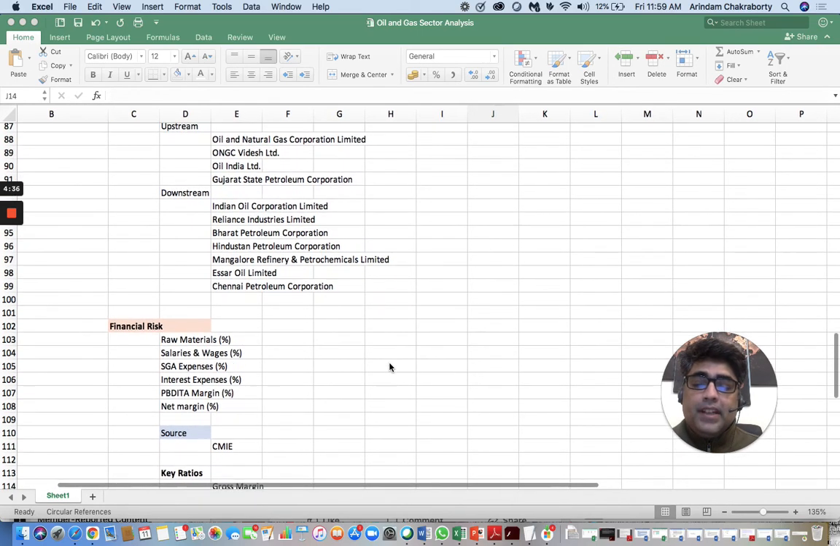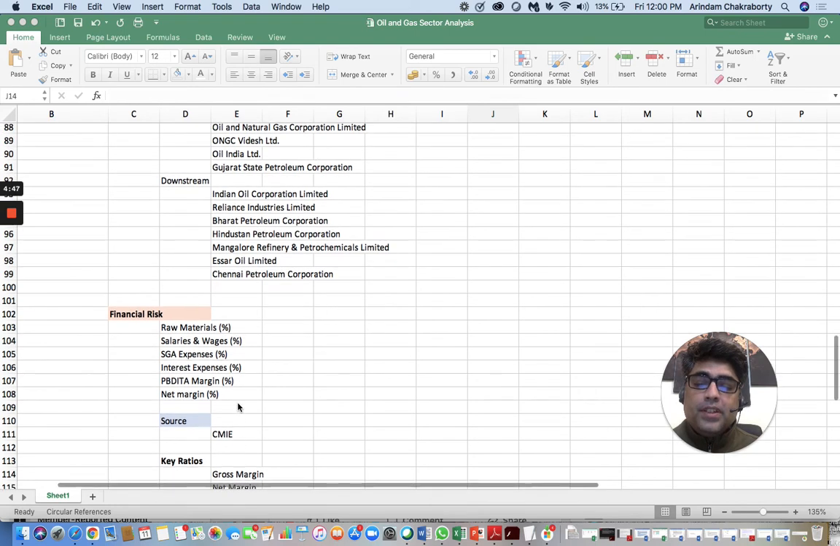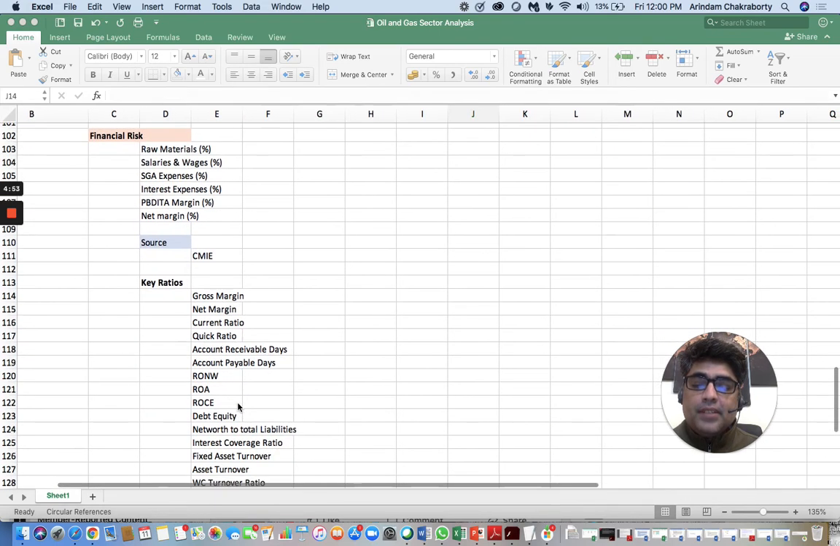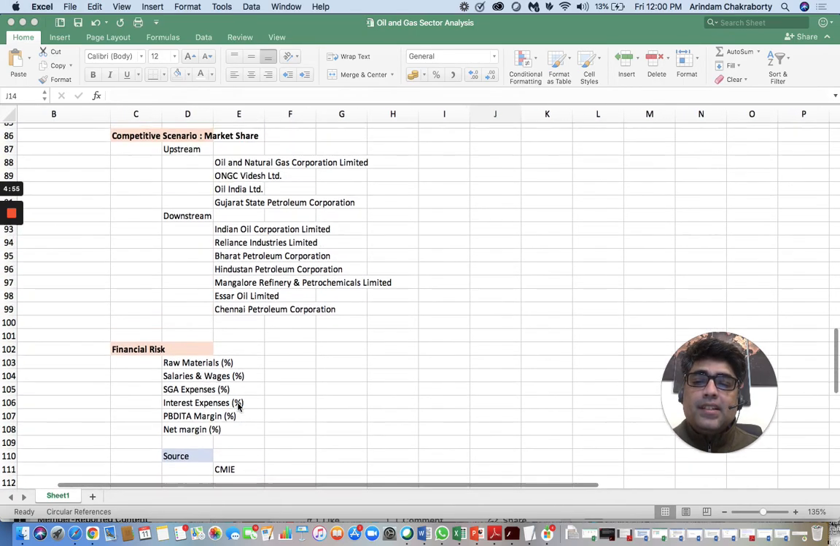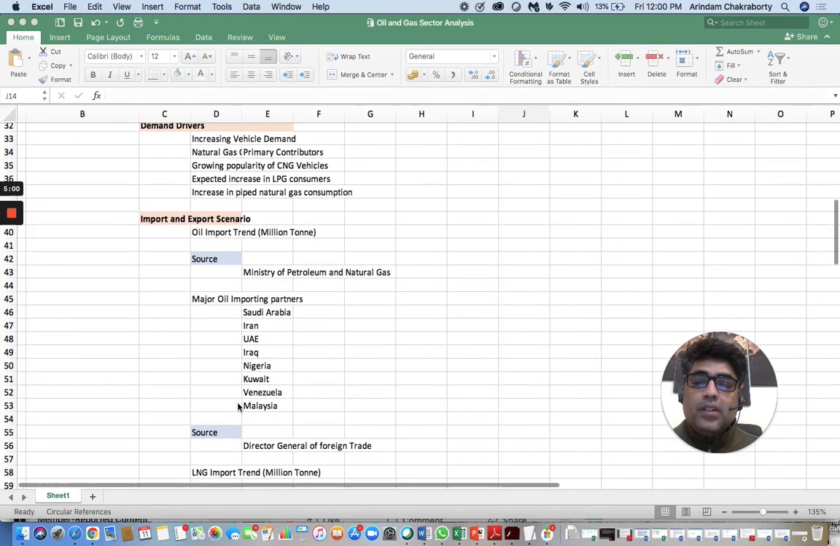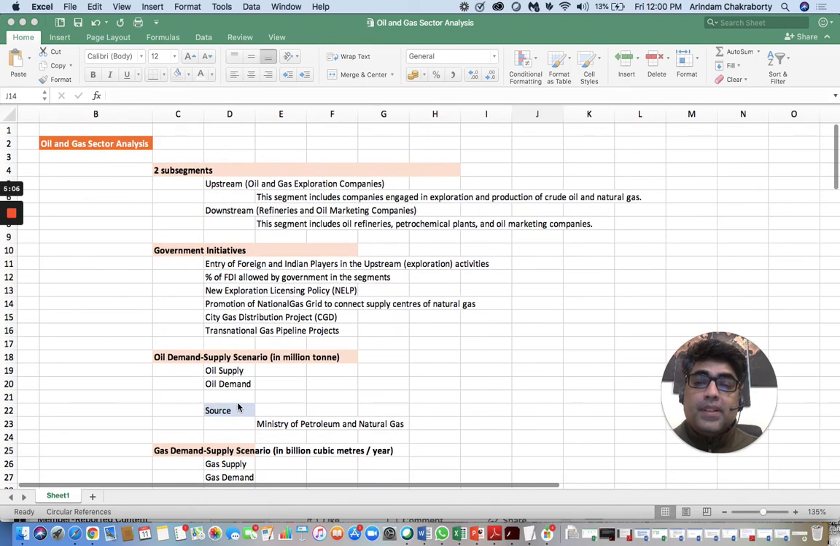And then finally, we can assess the financial risk of this industry as a whole in the context of raw materials, salaries and wages, SG&A, interest, PBDIT, and net margin, for which we can fall back on the CMIE database. Also the key ratios around this sector, right? So I think if we discuss this set of elements, that really covers quite a lot in terms of the segments and the specific aspects which one, as a reader, needs to understand to decipher how the oil and gas sector is doing, right?